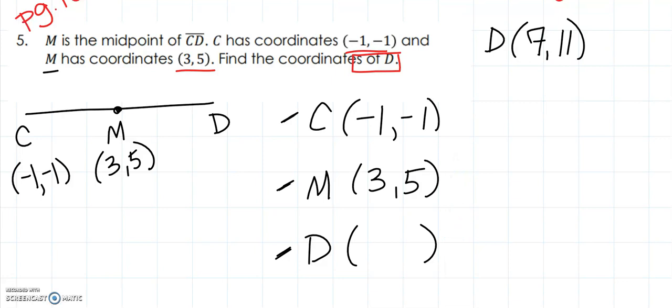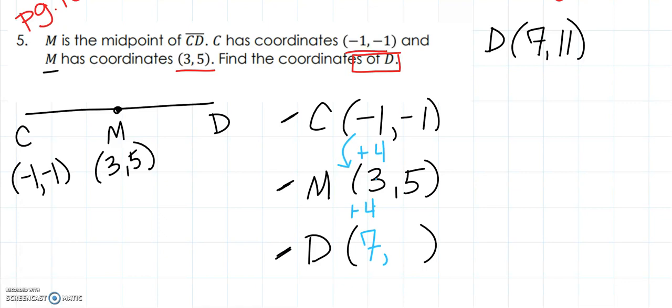Let me erase this. Okay, so think about it this way. To get from -1 to 3, I'm adding 4. So if I'm doing it to one side, then I should do it to the other side as well, because a midpoint should be equidistant. It should have the same amount on both sides of that midpoint. So then with this plus 4 here, I'm going to do 3 plus 4, which is 7.